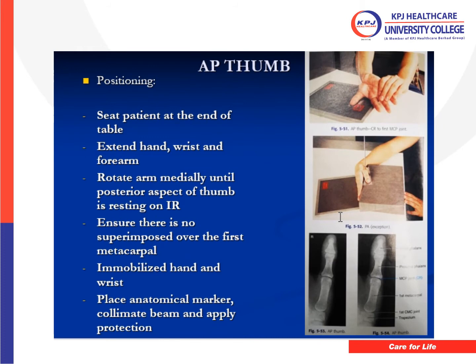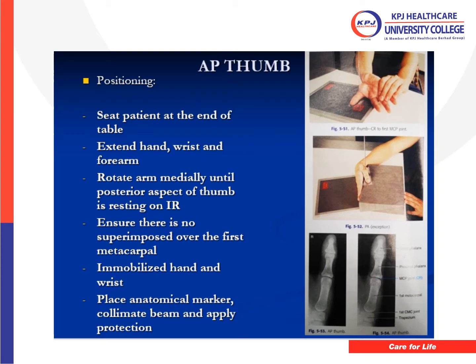So positioning for the epithumb. You can see here this is the cassette, and this is the placement of the thumb, anterior posterior. Earlier we learned about PA. This one is entering the palm area, so it is an anatomical position. It is AP. For the thumb here, AP or PA, either one. You can project it as AP or PA, depending on the patient's condition and the indication as well.